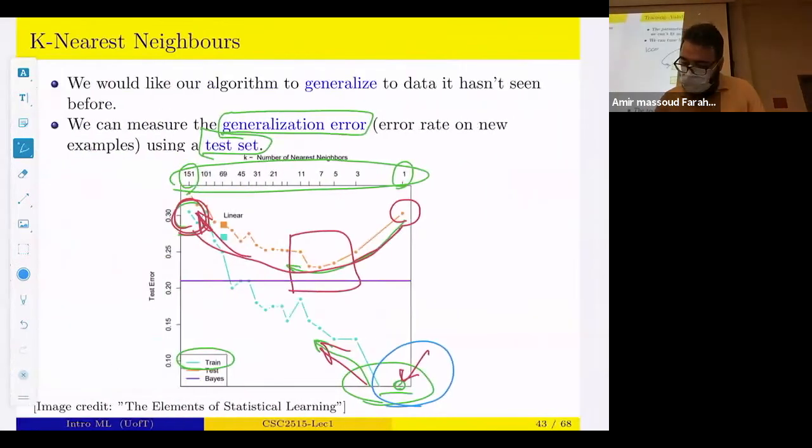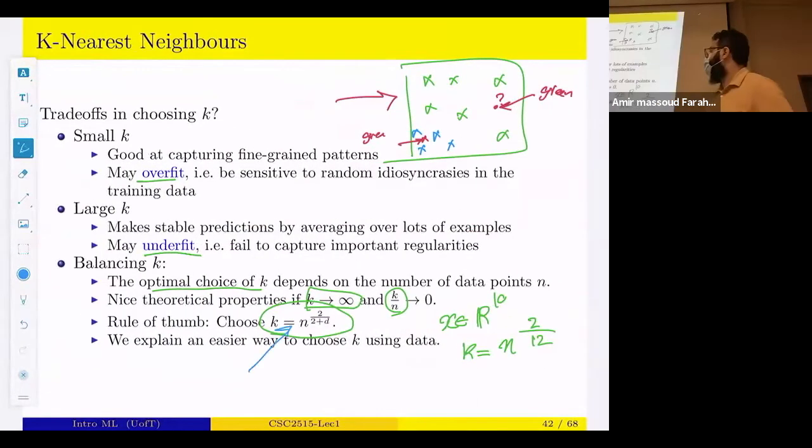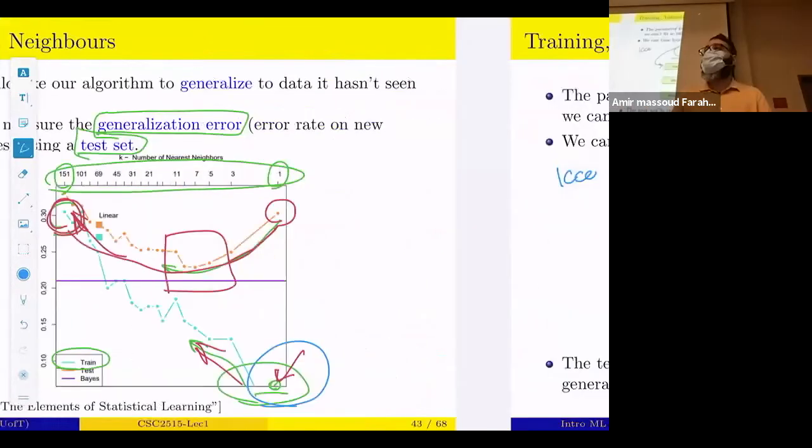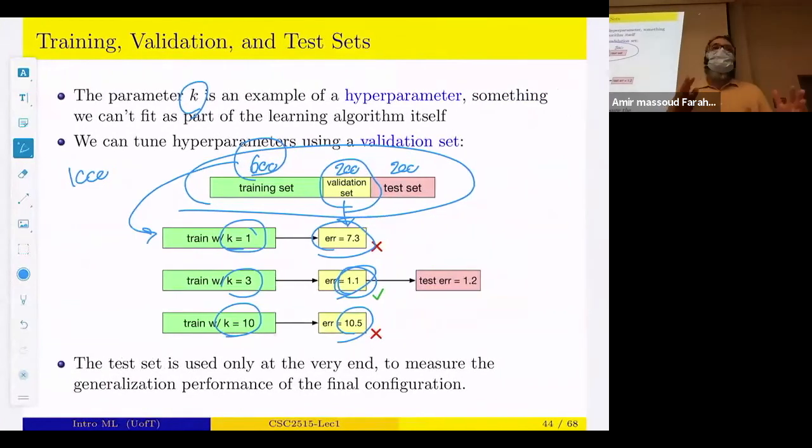maybe going back to this optimal K. From theory, the optimal K should be selected as n, the number of data points, to the power of something which depends on dimension. So if n equals 100, there would be one result, so the optimal K would be something. If you choose 10,000, the best choice would be different in general. That is of course the theoretical result, but even with your scheme of having a training set and validation set, if you change your training set to be 100 and use a validation set to compute the performance, the best choice of hyperparameter would be different compared to the case that you have a larger training set.